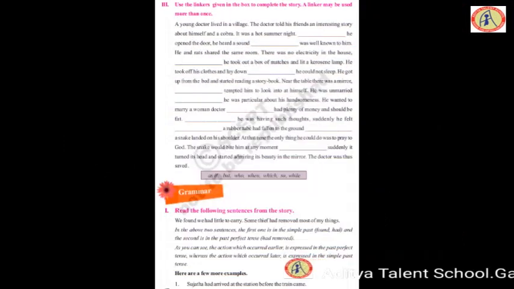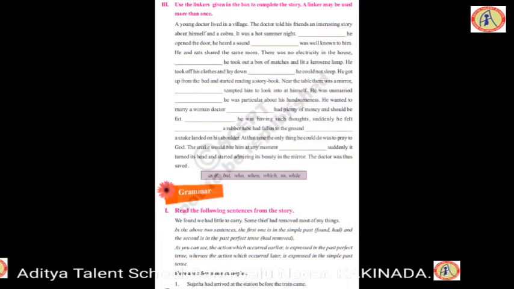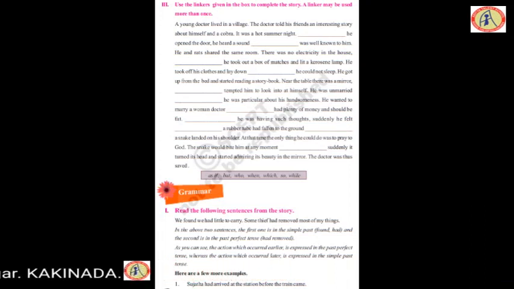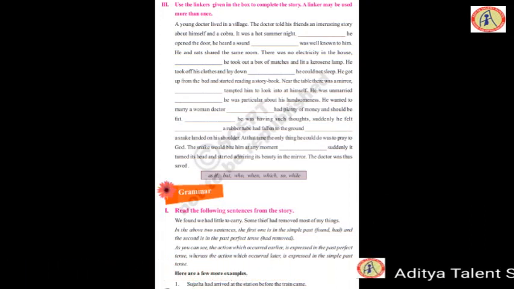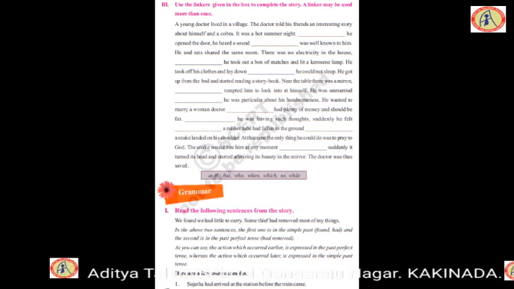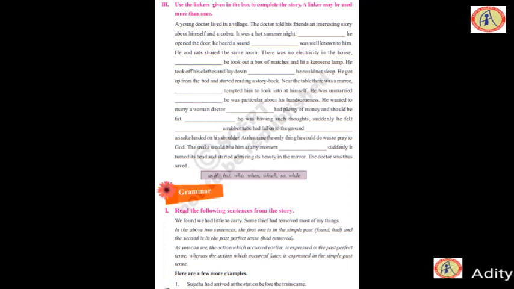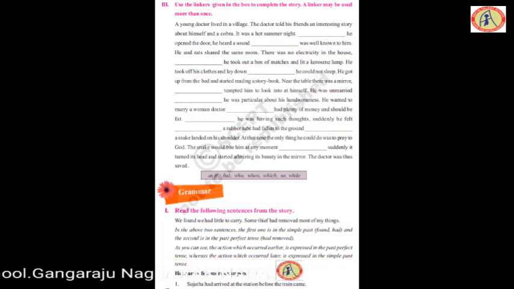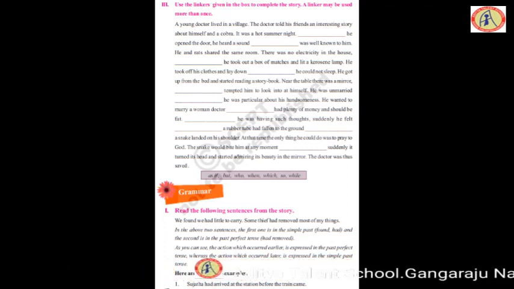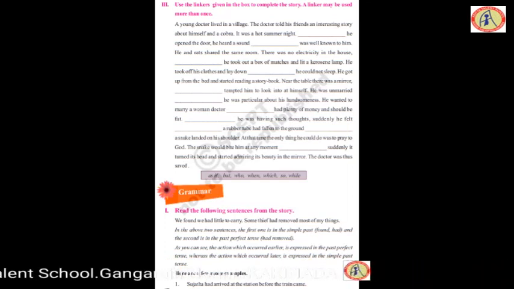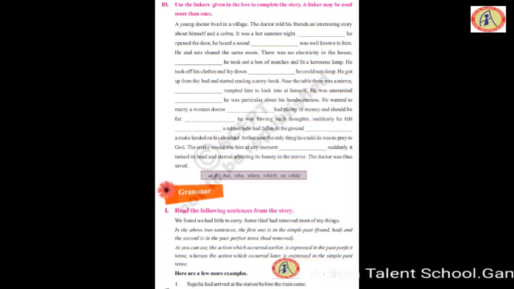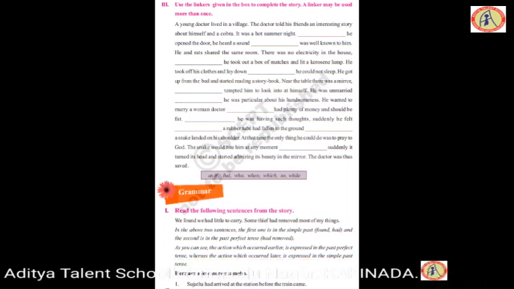And one more example: Sujata had arrived at the station before the train came. You can apply the linker after or before in the middle of the sentence or else at the beginning of the sentence also. But see, your statement should be perfect. Sujata had arrived at the station before the train came. What is the earlier action? Arrived at the station. So we have used the past perfect. And the latter action is the train came. So we can write it in V2 form.